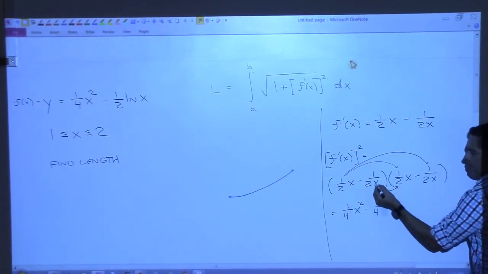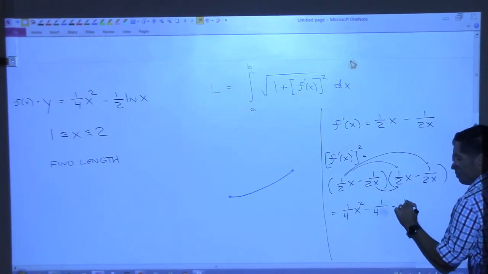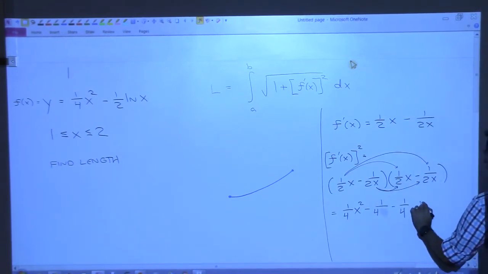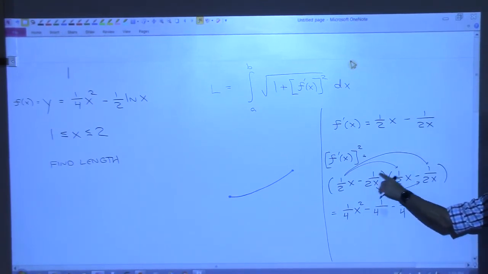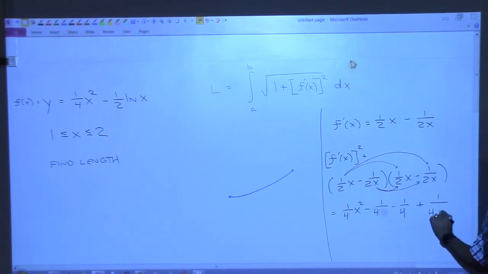Same sort of thing, right? When you do here to here, this x and that x cancel, you just get the 1/2 and 1/2. So minus 1/4. And then the last multiplication, this times this. So plus, right, because they're both negative. And then you just multiply across. So 1 times 1 is 1, and then 2x times 2x, 4x squared.